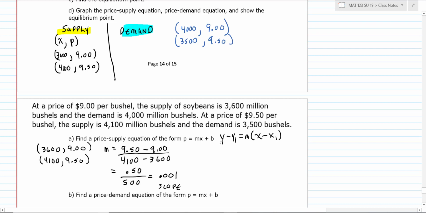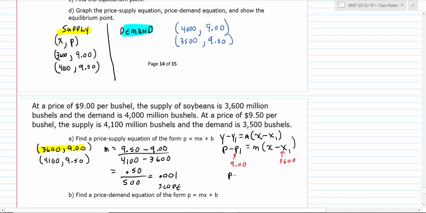What we're going to do is change this slightly. Y is really a price, so we're going to write this as P minus P1 equals M times X minus X1. So it doesn't matter which point you plug in. Just pick a point. I'm going to pick this point and plug in. So the 3,600 will go there, and then the price, $9, will go there. We'll plug in and we'll solve for P.